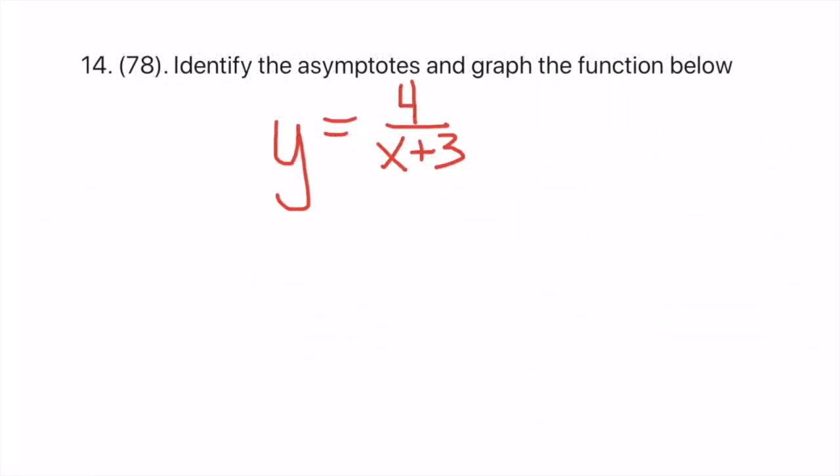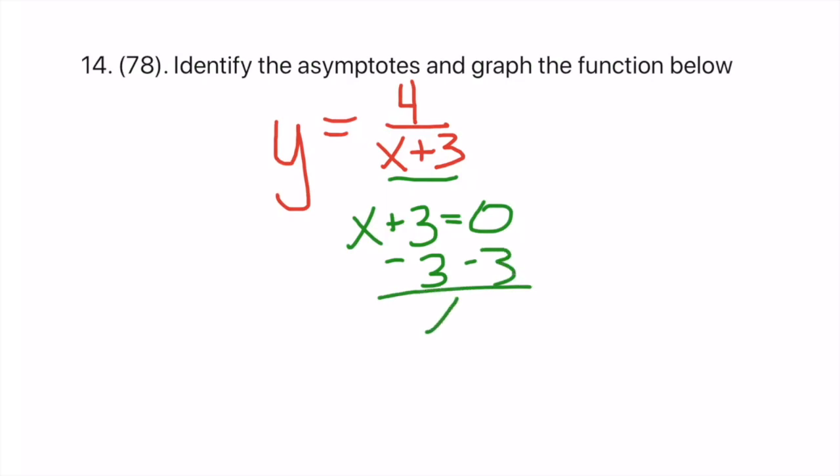Number 14 is from lesson 78, and they want us to identify the asymptotes and graph the function below. So if you recall, the vertical asymptote is basically just your excluded value. So remember, we find excluded values by taking the denominator and setting it equal to 0. Subtract 3, and x equals -3. So our vertical asymptote is x equals -3.